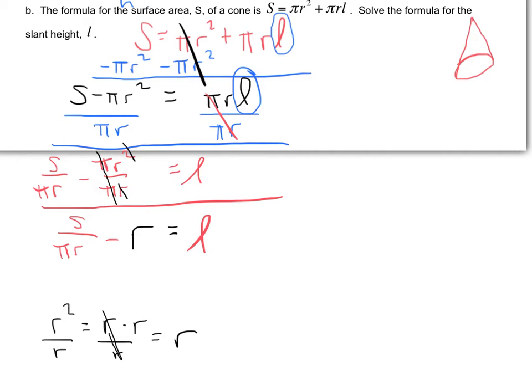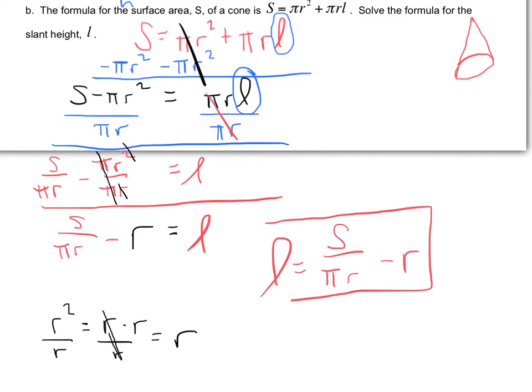And again, I would probably want to bring my L to the left-hand side, s over pi r minus the r. That's as far as we can go for now. Can't really add anything further to those. That is my formula rewritten for L.